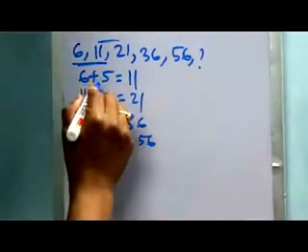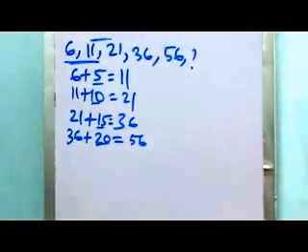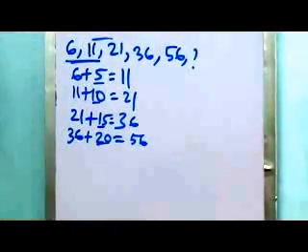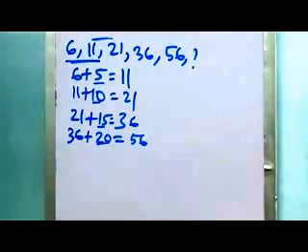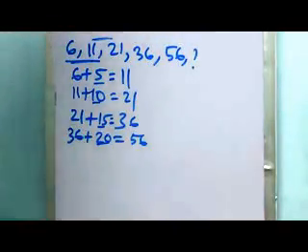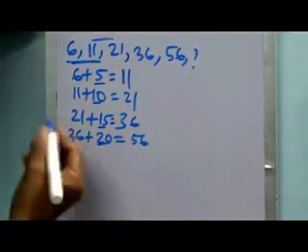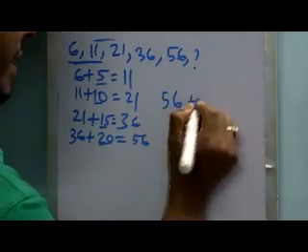So just see the pattern, 5, 10, 15, 20. So what actually we are getting? So we are getting the incremental order of 5 to achieve the next number. So obviously, what should be the next number? It is very easy to derive. It should be 56 plus 25.